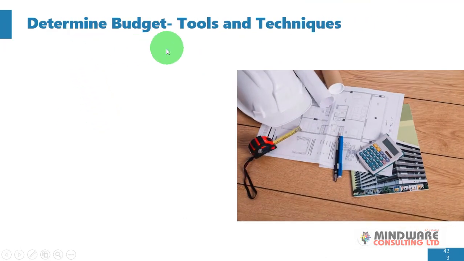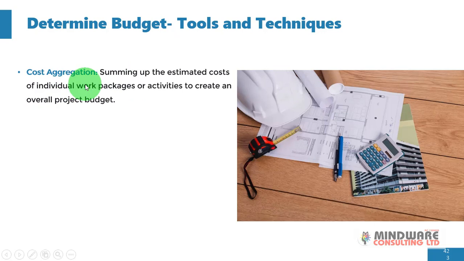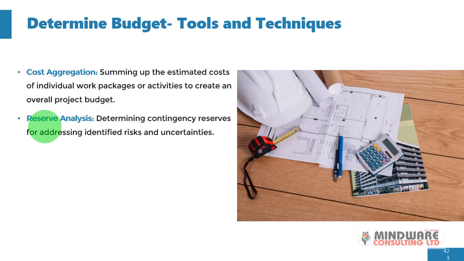So what are the tools and techniques we use for this process? First one is cost aggregation, summing up the estimated cost of individual work packages or activities to create an overall project budget. So you have to do a cost aggregation for the various work packages and activities in the project. Reserve analysis, determining contingency reserves for addressing identified risks and uncertainties. So you have to determine what the contingencies are for addressing the risks that have been identified.